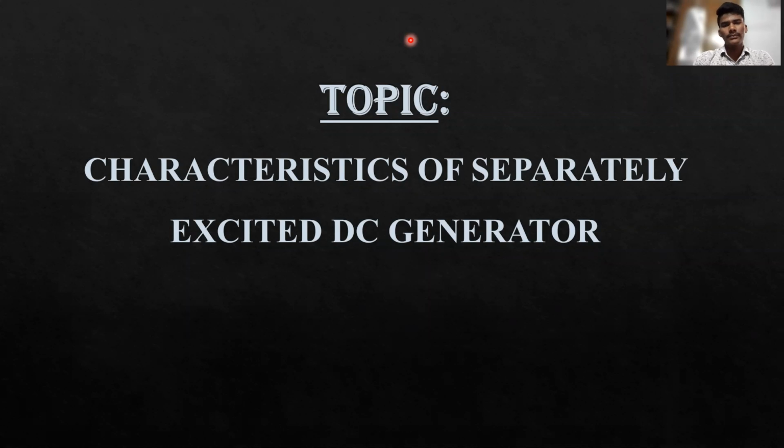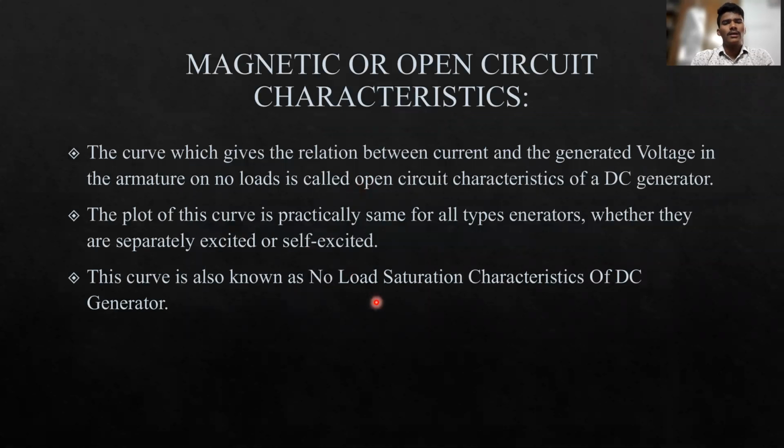Today's topic is characteristics of separately excited DC generator. Now we'll go to the basics. These characteristics of the separately excited DC generator are explained in some subtopics, means it is divided into some topics. Now we'll go one by one, and the first one is magnetic or open circuit characteristics.